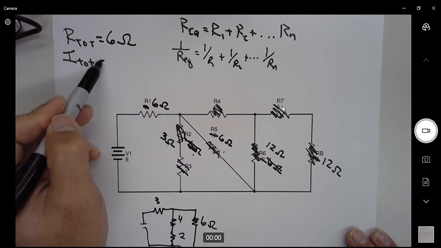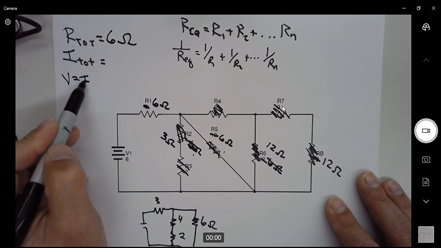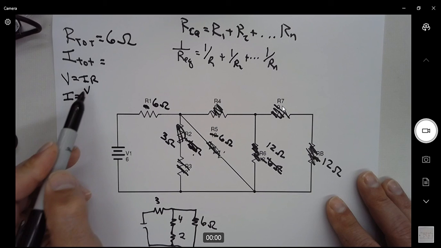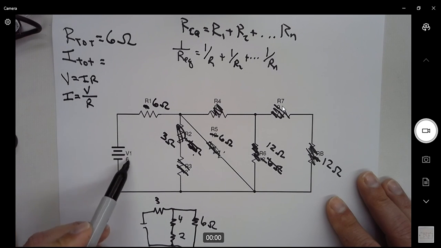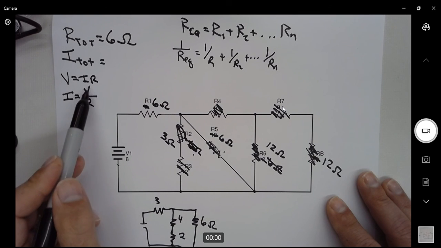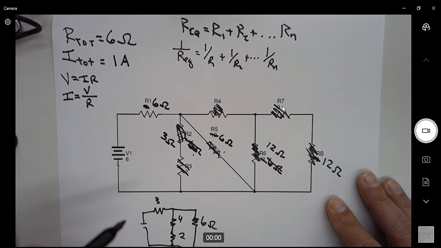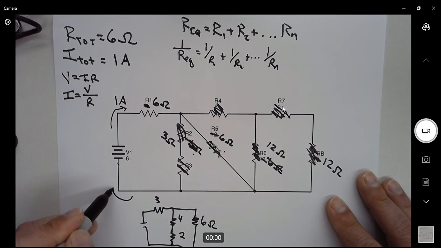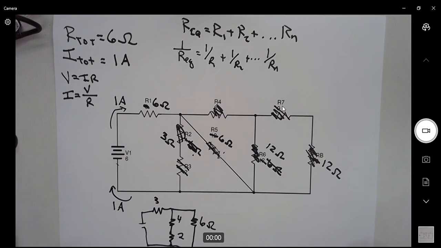Now we go to the total current through the circuit. Remember from Ohm's law, V equals IR. So we're trying to find the current, so it's going to be our total voltage over our total resistance. And we see here V1 is 6 volts. 6 volts divided by 6 ohms is 1 amp. So we have 1 amp leaving the battery, and it goes various ways throughout the circuit, and now we have 1 amp returning to the battery by Kirchhoff's current law.